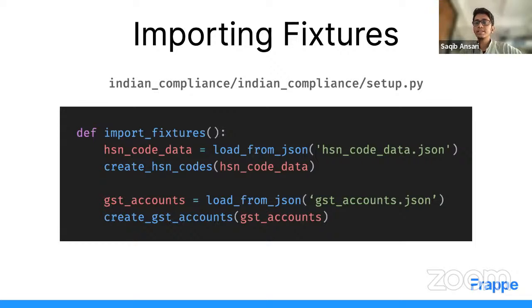And these are just JSON files, a large dump of all the documents which you use, basically, with all the fields etc. So this step can also involve importing of chart of accounts, like specific accounts which are needed for the regional app. So yeah, this is the first step. You import all the fixtures.